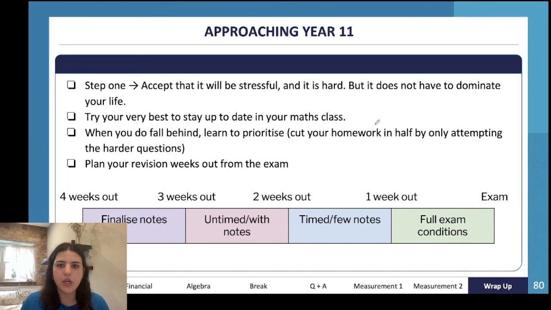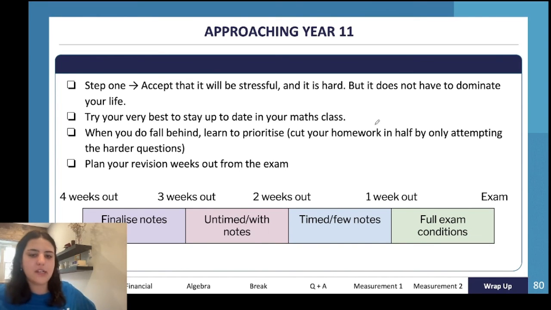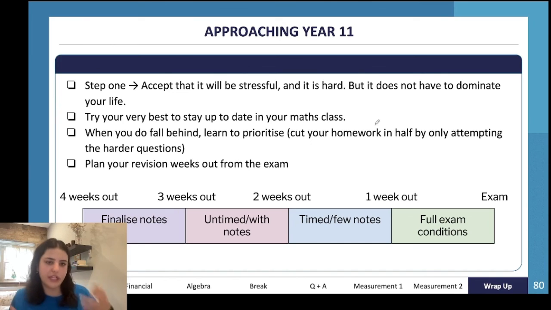Okay, so I'm going to talk a little bit about what I've got on the screen right now, and then I'm going to go through the questions that I always get at the end of lectures. The first thing that I have up here is a little way that I like to think about approaching year 11. Step 1 is that you do need to accept it's going to be stressful. I think everyone goes into it like, I can make this work for me. But it's going to suck at points. It's going to be really stressful. Some weeks you'll have 5 different assessment tasks or 7 different exams. There is nothing quite like the year 11 and year 12 schedule.